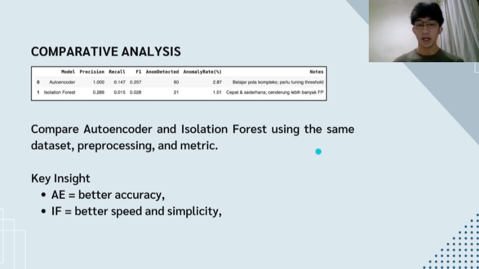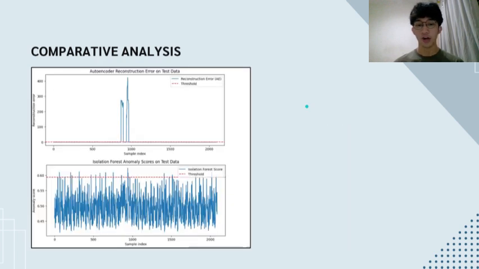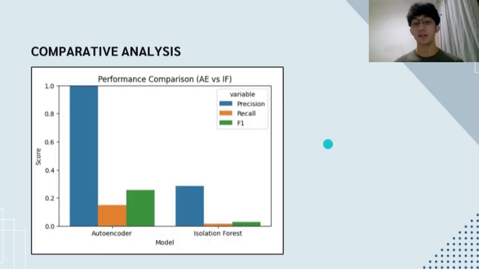First is the accuracy. The autoencoder achieved higher precision, recall, and F1 score. Second, in terms of robustness, autoencoder handles correlated and noisy data more consistently, while Isolation Forest performs less reliably in this condition. And the next is the efficiency. Isolation Forest is significantly faster and requires fewer computational resources. Meanwhile, autoencoder is slower but provides stronger detection performance. Overall, autoencoder is for better accuracy, and Isolation Forest is for better real-time efficiency.